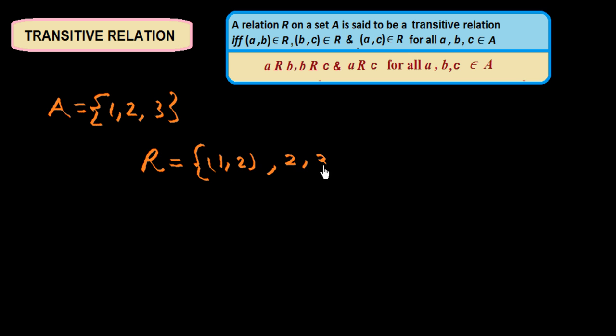A = {1, 2, 3}. So transitive relation means (1, 2) is there, (2, 3) is there. You know, 2 is common in both here. So (1, 3) must be there. So this sort of relation is called the transitive relation. (1, 2), (2, 3) and (1, 3) must be there. So it is called the transitive relation.